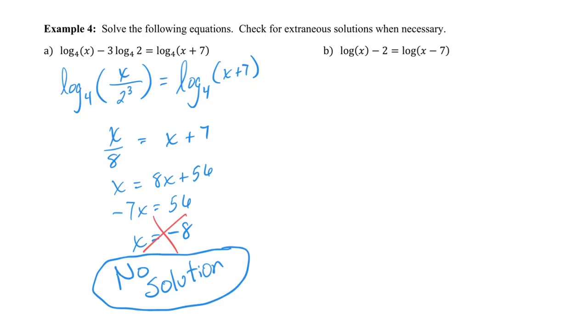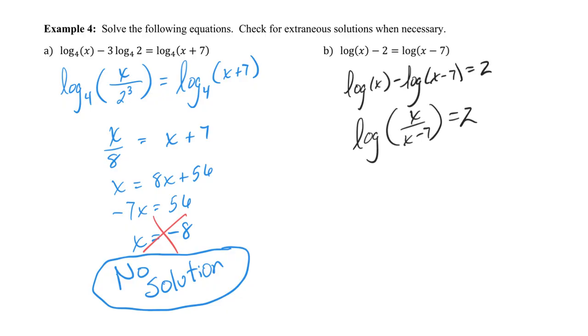Okay, first thing I did is I noticed that not all of my terms had a log. So I need to get all the logs together on one side. So I moved the log of x minus 7 to the left, and at the same time, I moved the -2 to the right. And then I condensed it. I see a negative, that means I'm going to have a fraction, so we have that.